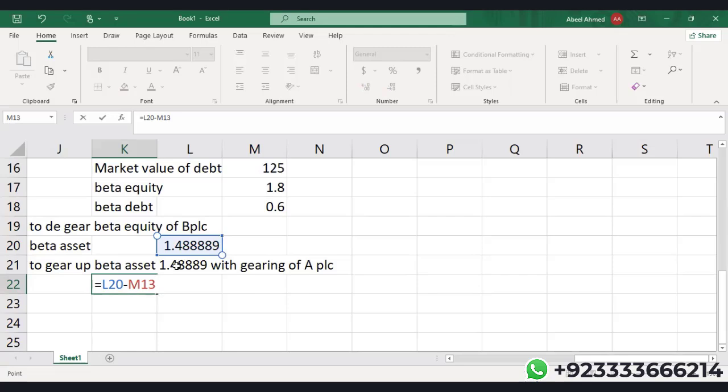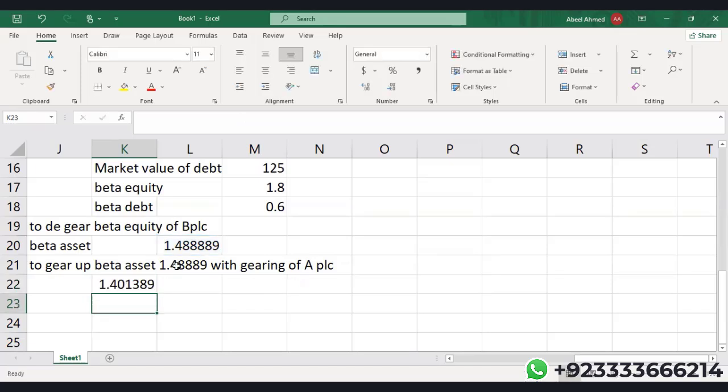multiply by market value of debt. Market value of debt of APLC is 80 million into 1 minus tax rate, divided by market value of debt, which is, let's say, 80 into 1 minus tax rate, plus market value of equity, which is 200 million. Bracket close and then bracket close. So left hand side is 1.40 this. Okay, now let's go for right hand side.